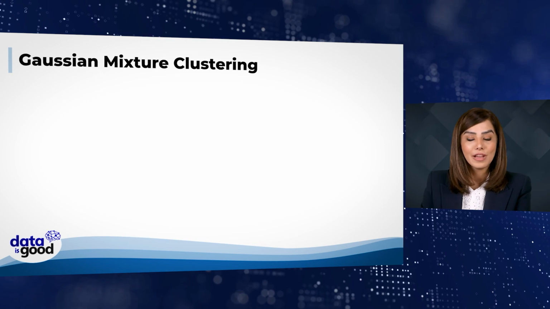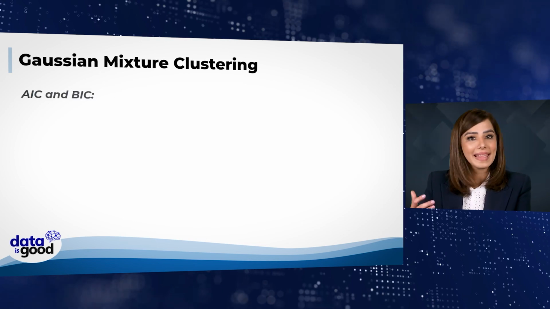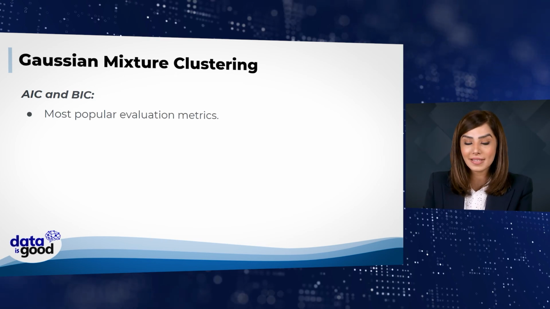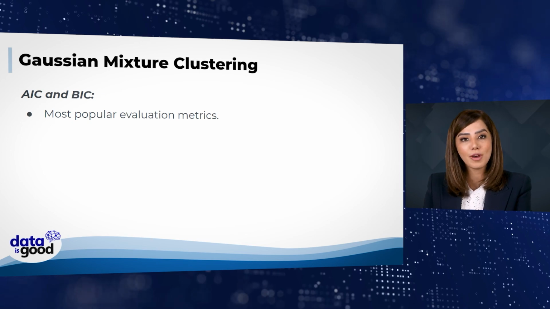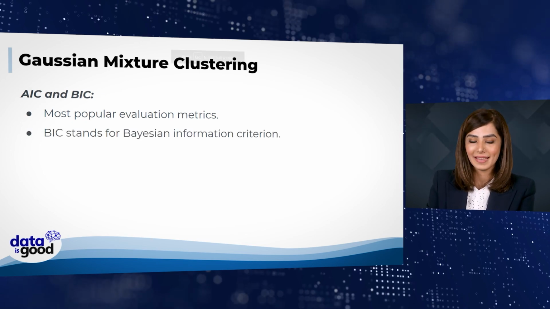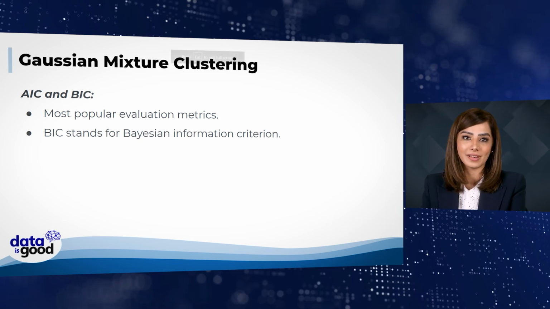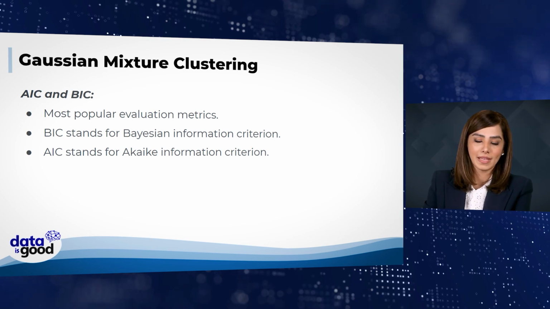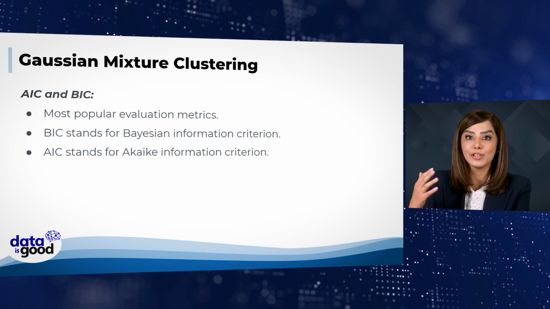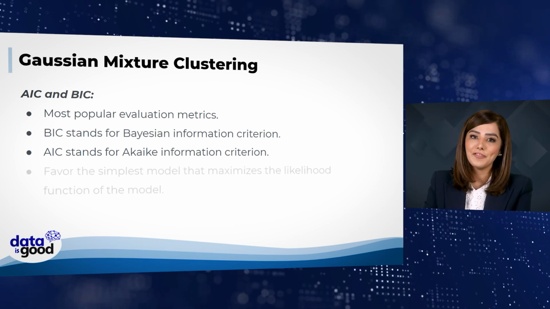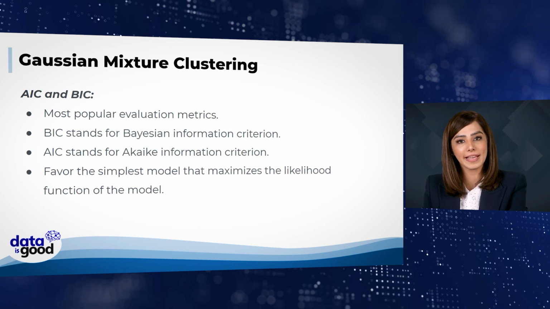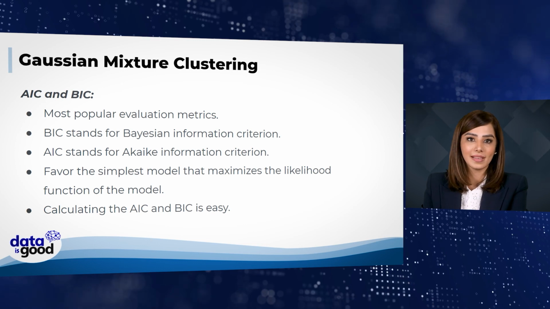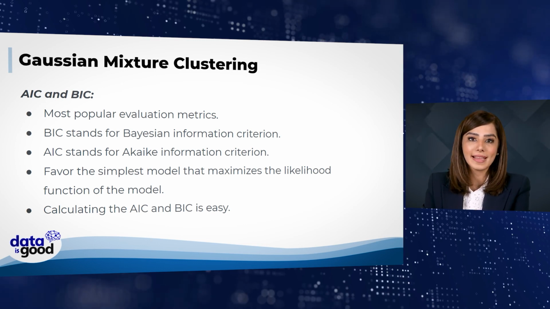But before implementing, we must have the basic knowledge about AIC and BIC, the 2 most popular evaluation metrics for picking cluster numbers for fitting Gaussian mixture models. Let's start with BIC. It stands for Bayesian Information Criterion, and AIC stands for Akaike Information Criterion. The intuition and purpose in calculation of both of these metrics is that they favor the simplest model that maximizes the likelihood function of the model.